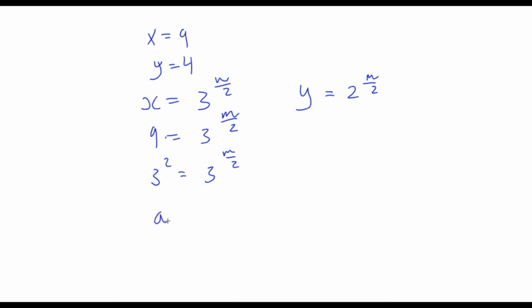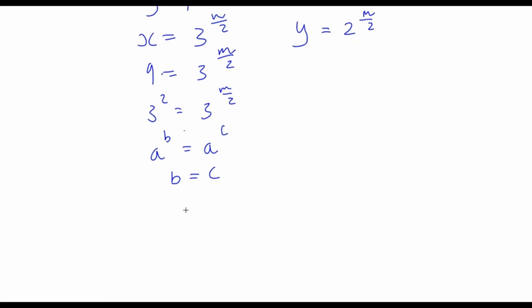Now, if we have something in the form a to the power of b is equal to a to the power of c, this means that b is equal to c. So in this case, we can think of a as 3, b as 2, and c as m over 2. Because we have two a's on both sides, this means that the exponents are equal to each other, meaning 2 is equal to m over 2. Now to solve this, I simply have to multiply both sides by 2. These two cancel out. 2 times 2 is 4, so I'd be left with 4 is equal to m.